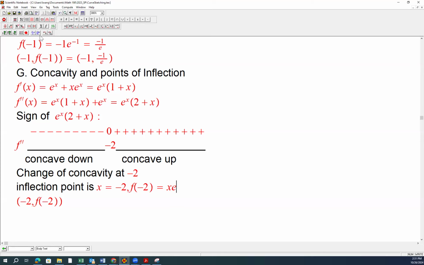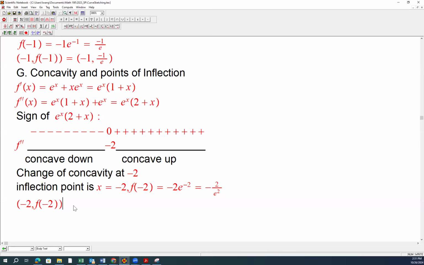Sorry, e to the power of x. Okay, so when x equals -2, x will be substituted by -2. This will be -2 over e squared, since e to the power -2 is e squared under 2. All right, so we got our inflection point.